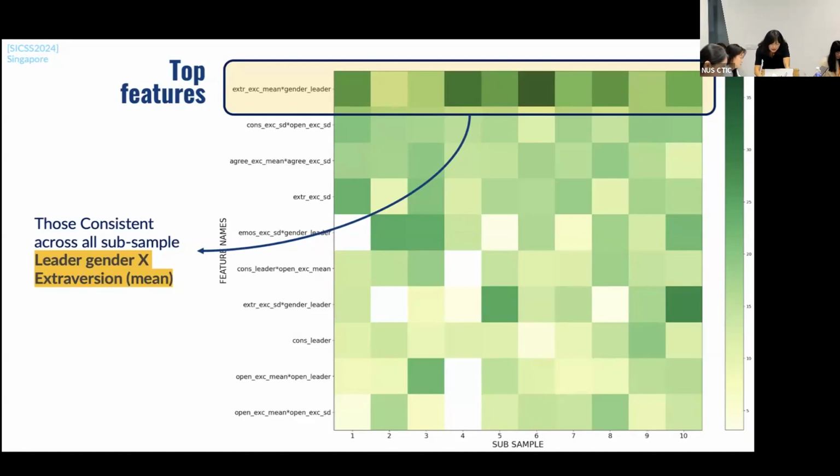And something that doesn't make sense at all was related to the one right below. It's also leader gender, because it's something we're interested in. So we specifically looked into anything related to leader gender. And then it's the standard deviation of emotional stability.